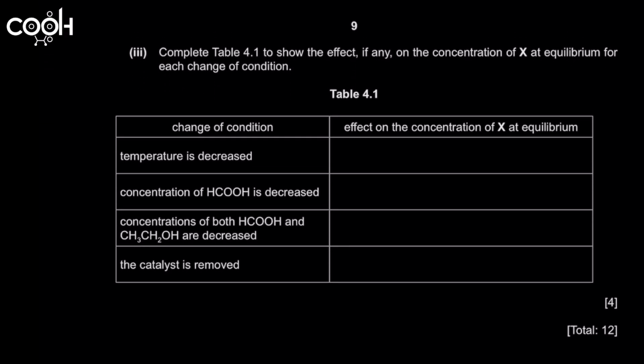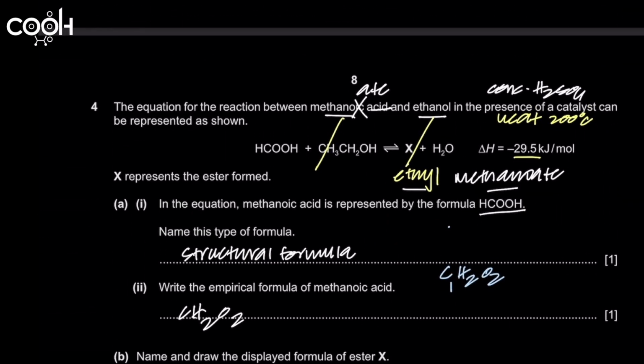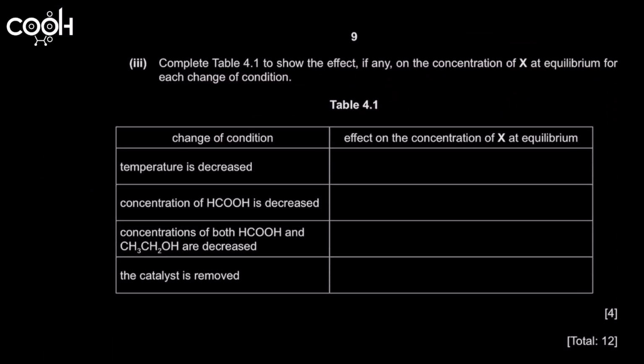Complete the diagram to show the effect, if any, on the concentration of X at equilibrium. So if you check this out, he's saying the enthalpy change is negative 2945, which means the forward is exothermic and the backward is endothermic. The forward is an exothermic reaction and the backward is an endothermic reaction. And now, what is my X? X is my ester right here. So he wants to see what the effect on the concentration of X is going to be.